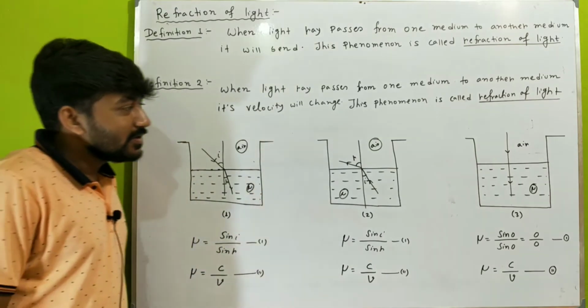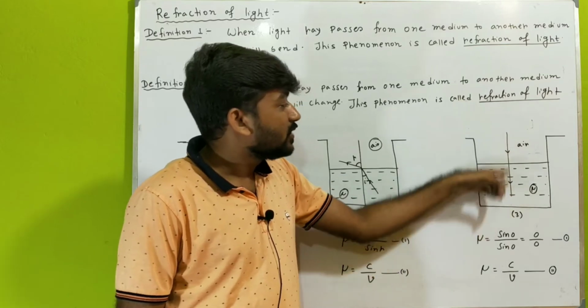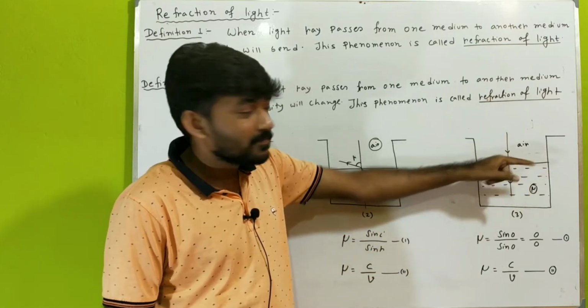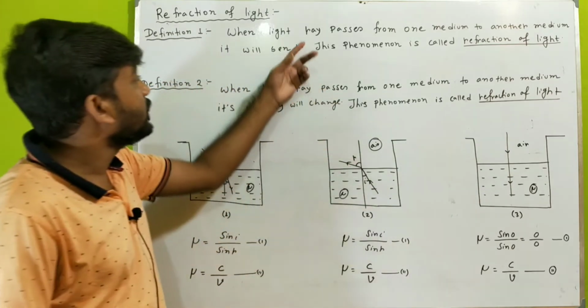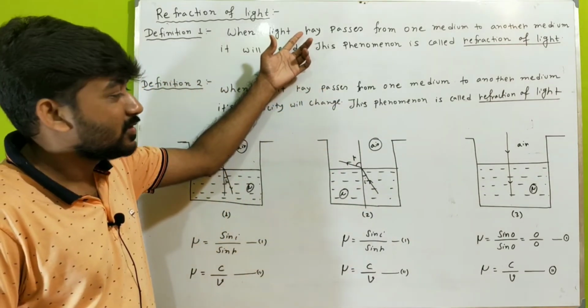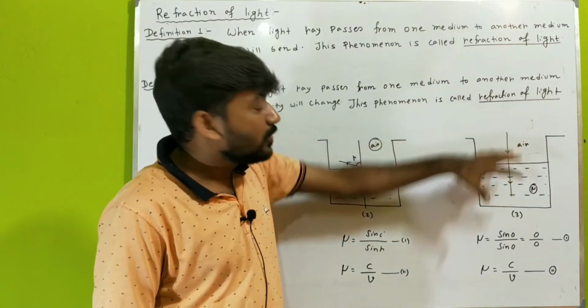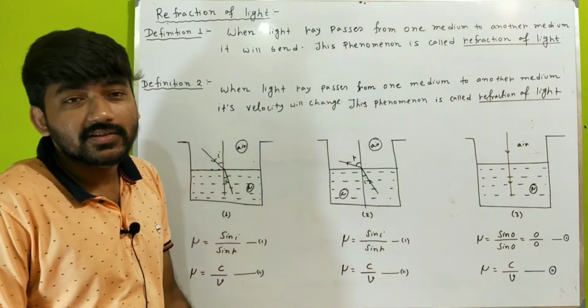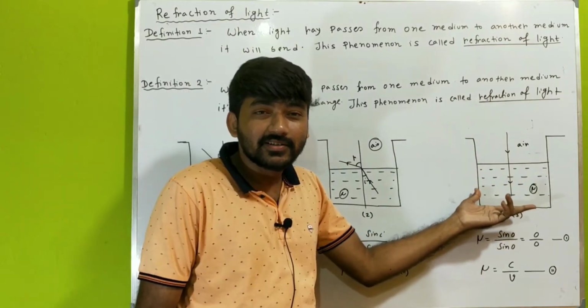But the interesting case is that when the light ray is incident normally to the surface, then no bending will occur. So if this definition is correct or appropriate, then this case cannot be considered as refraction of light. But in the actual case, this is also the refraction of light.